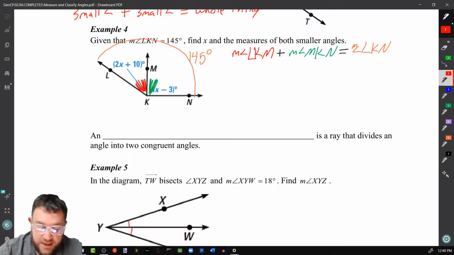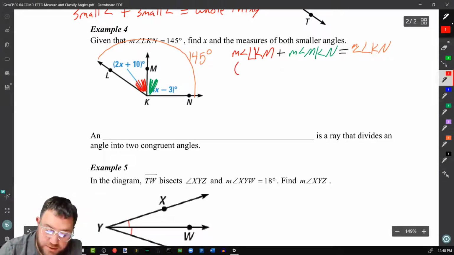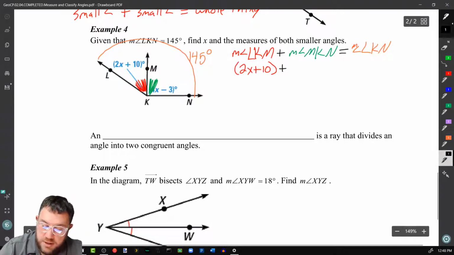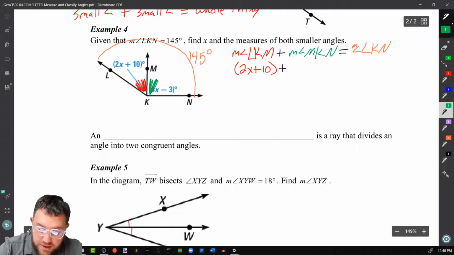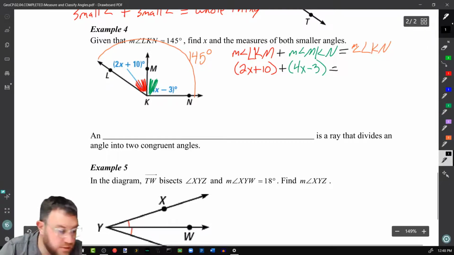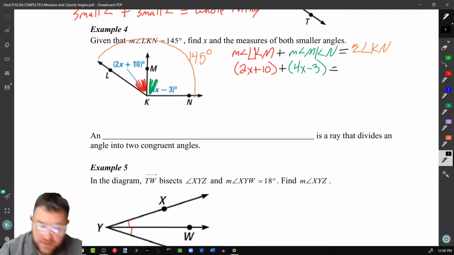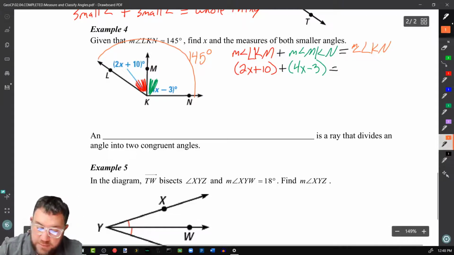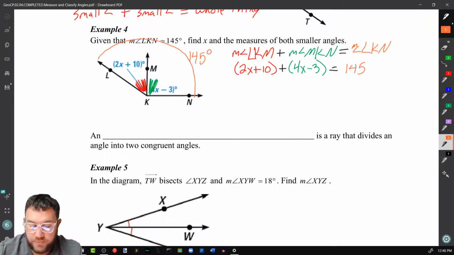So for LKM, that's one of our small angles. We know that's 2x plus 10. MKN, we know that is 4x minus 3. I kind of covered it up there. Let me double check. Yes, 4x minus 3. And we know the whole thing is 145. So now it's kind of a multi-step equation. Oh, well, it is a multi-step.